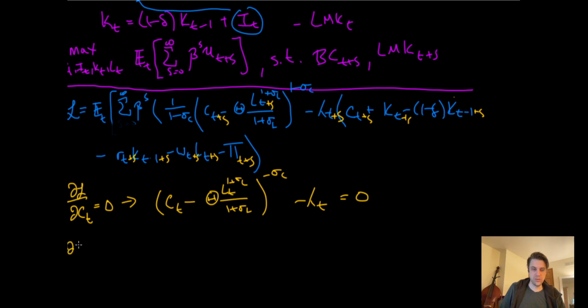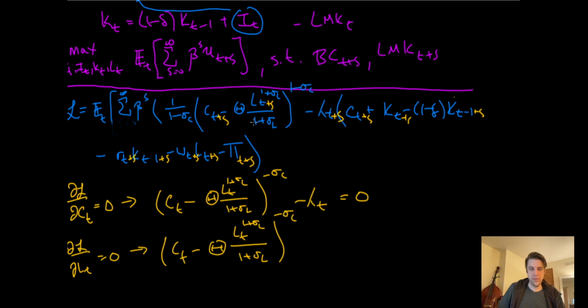Next, we will do L with respect to L, I guess. LT. Now, once again, we have to do this chain rule because the L is inside of this exponential function. So we bring down the 1 minus sigma c, it cancels. We get the same CT minus capital theta LT to the 1 plus sigma L divided by 1 plus sigma L, to the minus sigma c. And now we have to take the derivative of the inside. We get a minus theta, and then again power rule, 1 minus sigma L comes down and cancels, and we subtract 1. So we get LT to the sigma L.